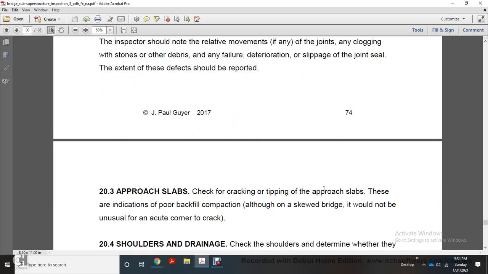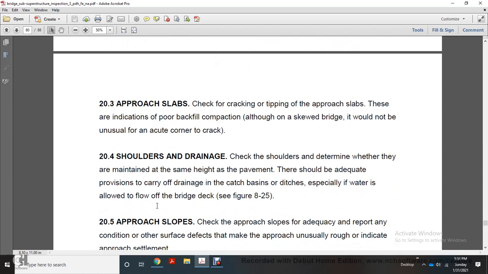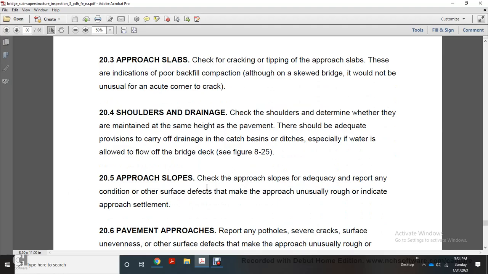Approach slab: check for cracking and tipping of the approach slab, which is an indication of improper fill or backfill. On skewed bridges, it is not unusual to see cracks at the acute corner. Shoulders and drainage: check the shoulders, determine whether they maintain the same height as the pavement, and whether there is adequate provision for carrying off drainage. Check catch basins and ditches, especially those that allow water to flow onto the bridge deck, as shown in figure 825.